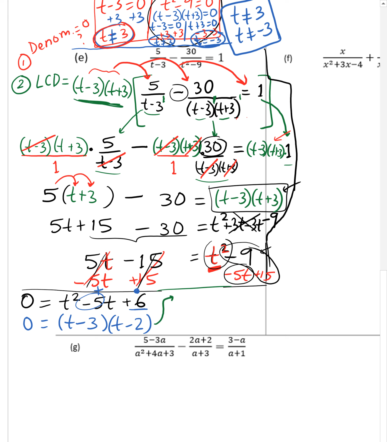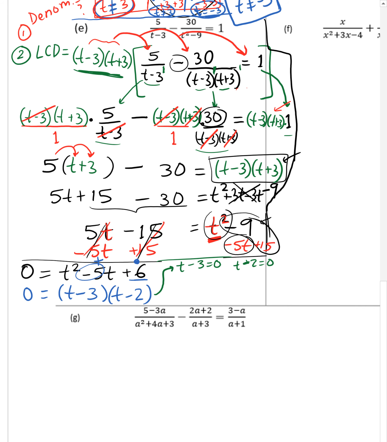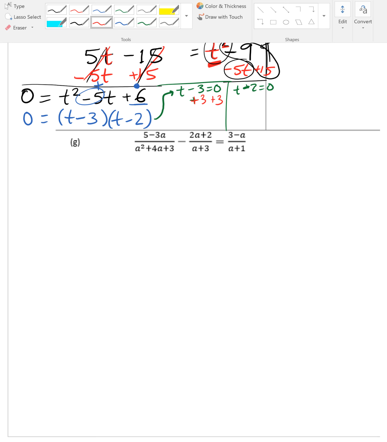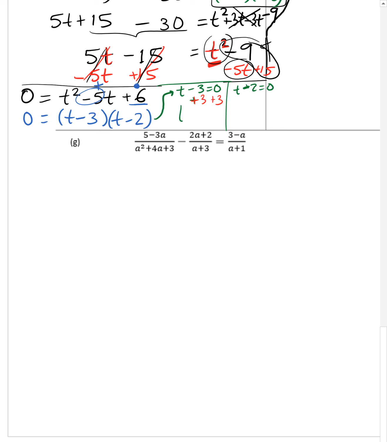Now if I set each of these factors equal to 0, t minus 3 equals 0, t minus 2 equals 0, and solve, the first one, I would add 3 to both sides. So I'll have t equals 3. Actually, in the back of my mind, I remember that was a value I can't have. So I know I'm throwing him out. This one, I'll add 2 to both sides to solve, and I'll find that t equals 2.